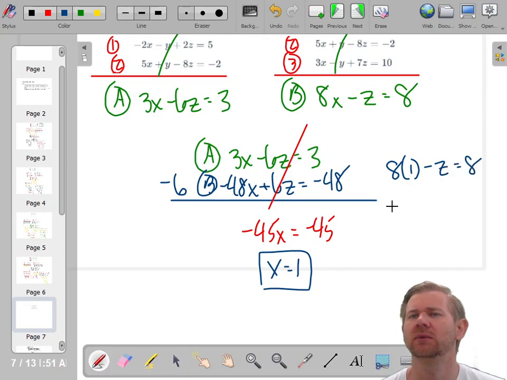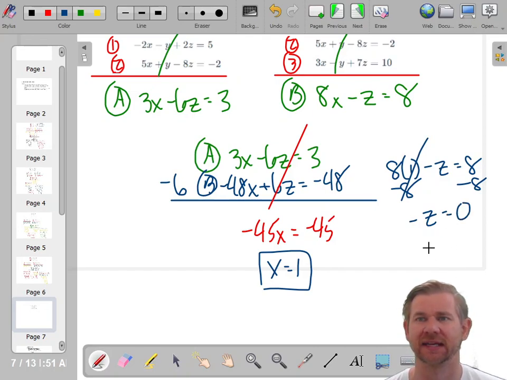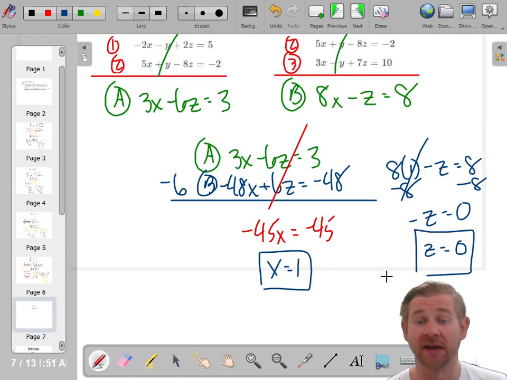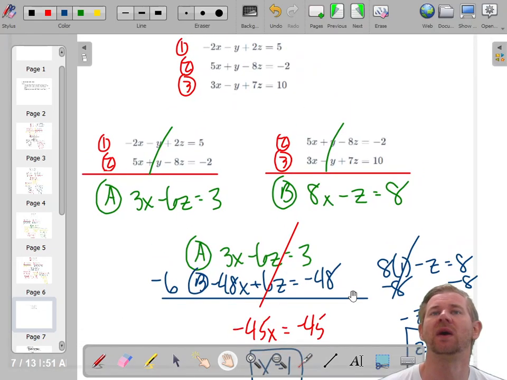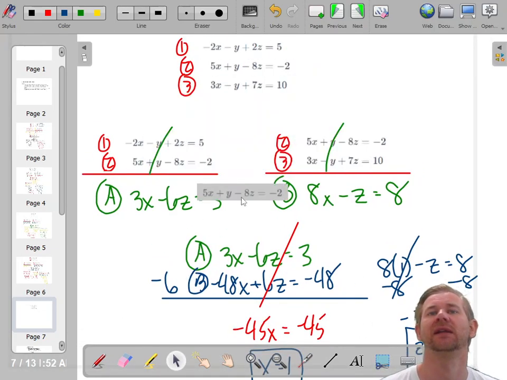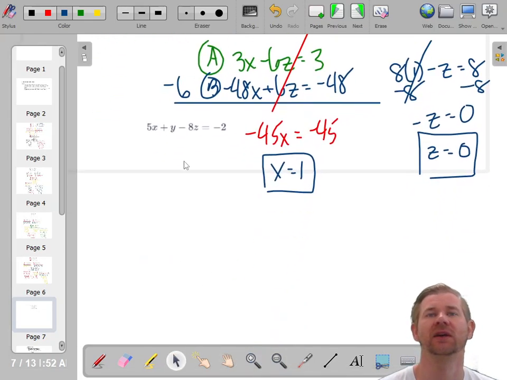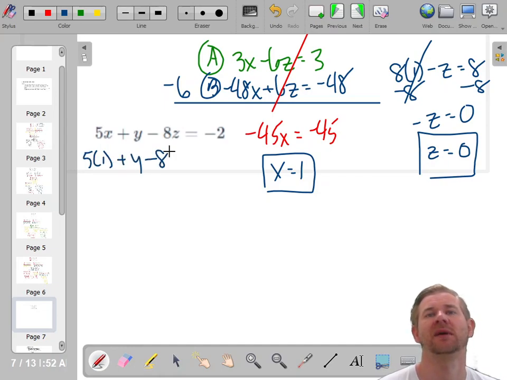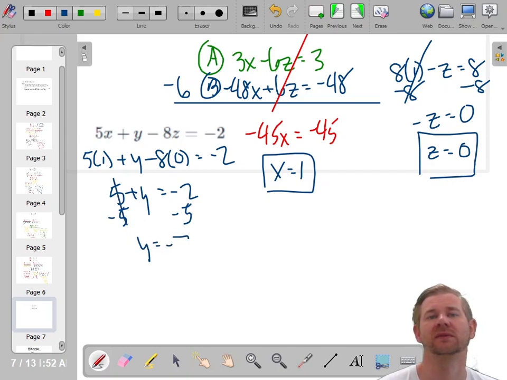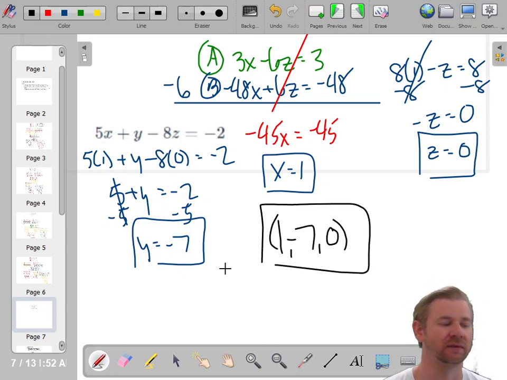I'll plug it into this guy just to mix it up. Minus z equals 8. Ooh, okay. That's 8. When you subtract 8 on both sides, negative z is 0. Well, there's no such thing as negative 0. Z is just 0, which is a number. Give me 0. It's fine. We need to go get y now, so let's find y. I'll take the second one. It's got a positive y, and I like to avoid sign errors. Okay. So to get y, I'll do 5 times x, 5 times 1, plus y, minus 8 times 0, which just goes away. 5 plus y equals negative 2. Subtract 5. Y equals negative 7. Ordered triple is 1, negative 7, 0.